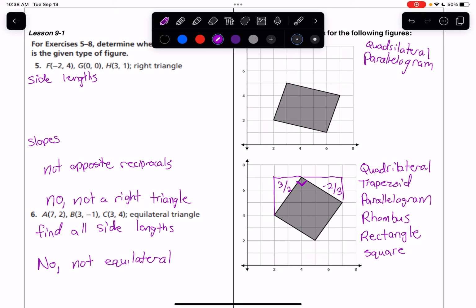And it is also a kite, because since all 4 sides are the same length, that means that there's 2 pairs of adjacent congruent sides. Here's a pair of sides that are adjacent and congruent, and here's a pair of sides that are adjacent and congruent. So this shape is all of them.